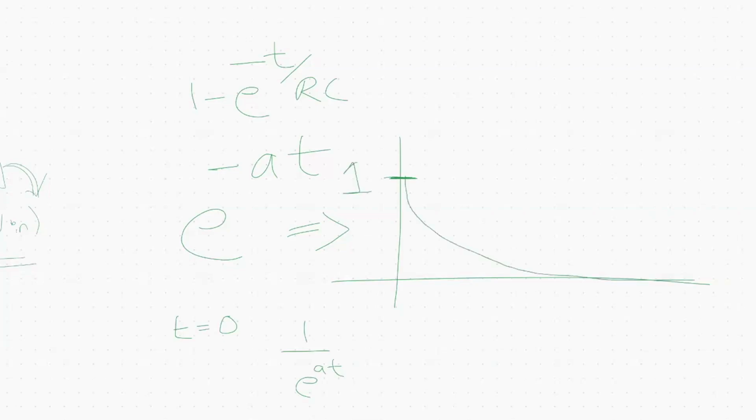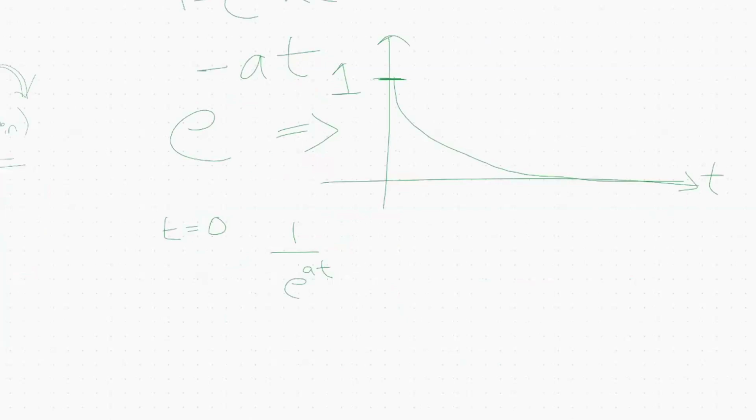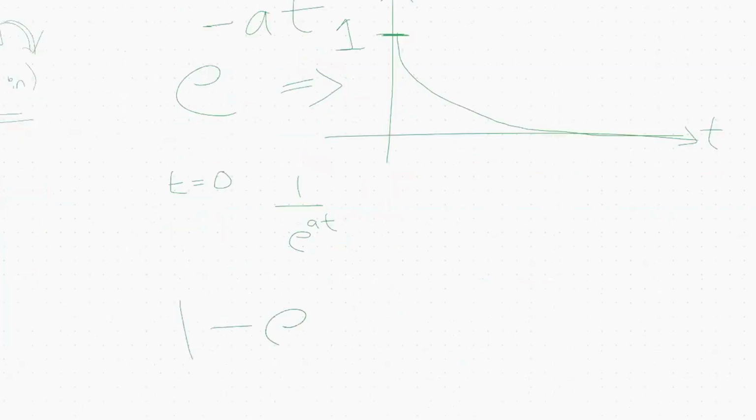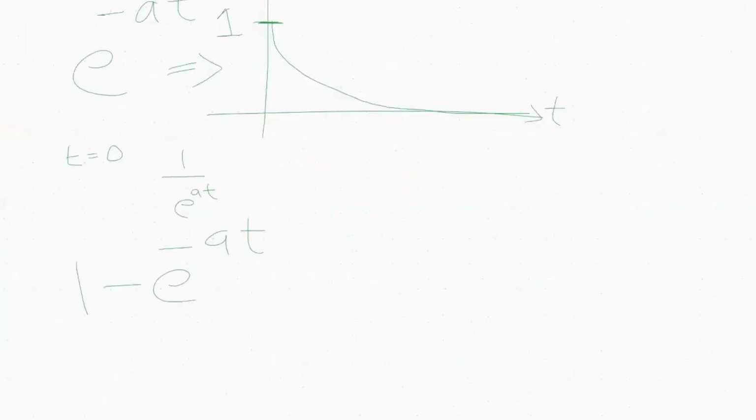And now, if we subtract this from 1, 1 minus e to the power minus t, we can do it step by step. Let's first flip our signal because there is a negative sign.